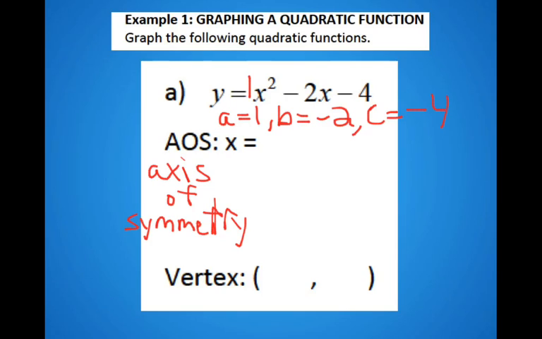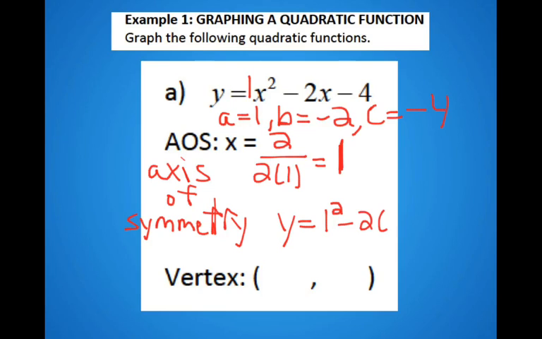So let's plug in our numbers. The opposite of b is 2 over 2 times 1. So the equation of the axis of symmetry is just x equals 1, 2 divided by 2. Then if you want to find the y-coordinate, we just plug it in. So we have y equals, and we plug in 1 squared minus 2 times 1 minus 4. So 1 minus 2, that's negative 1, and then minus 4 more. So that gives us a y value of negative 5. So we put the two together, so the coordinates are 1, negative 5 for the vertex.